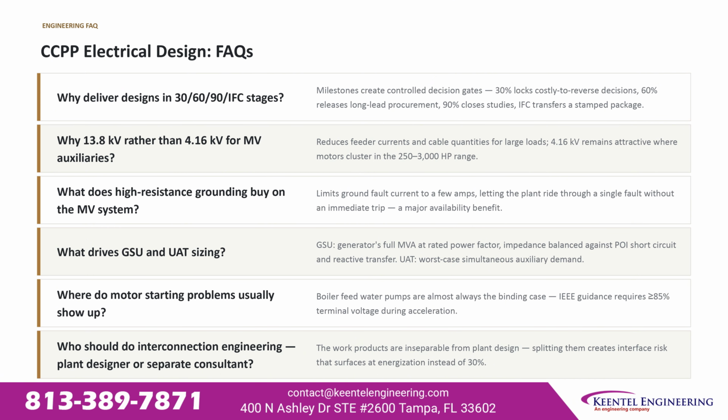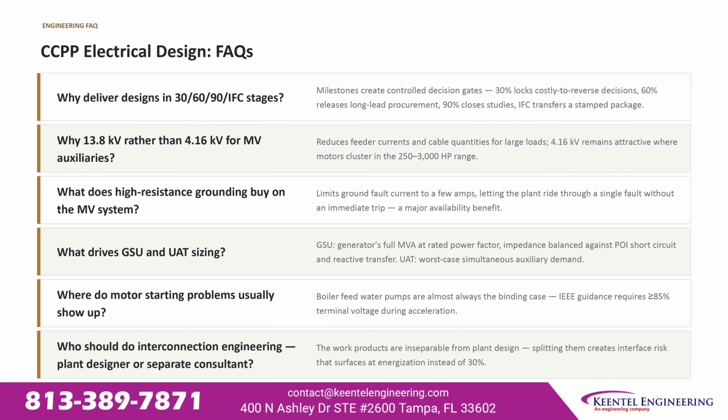Why 13.8 kilovolts rather than 4.16 for medium voltage auxiliaries? 13.8 reduces feeder currents and cable quantities for large loads. 4.16 remains attractive where motors cluster in the 250 to 3,000 horsepower range.